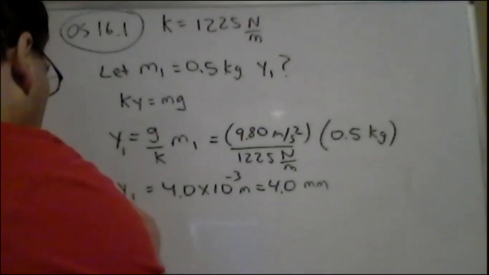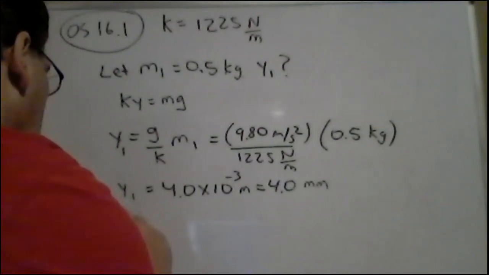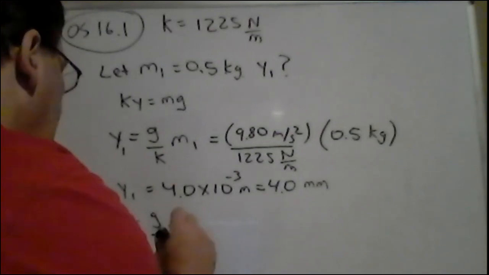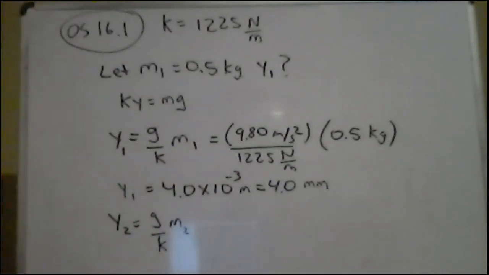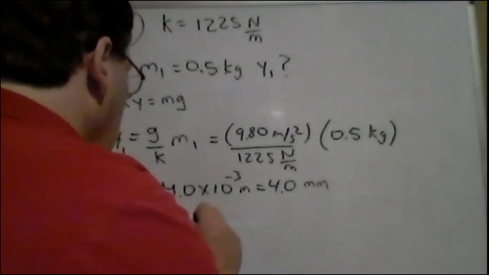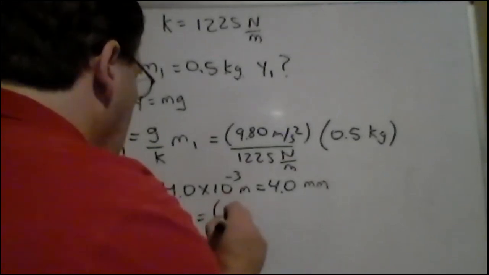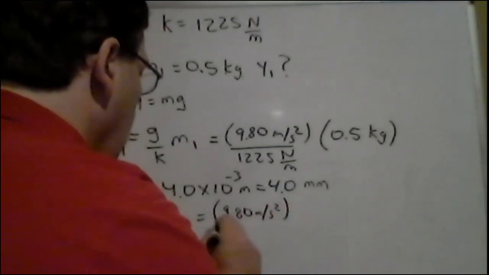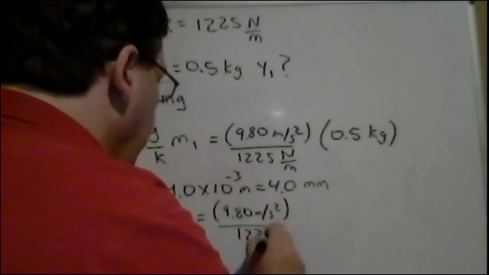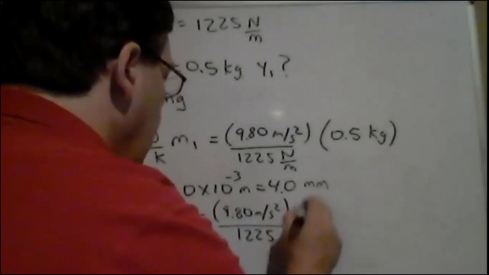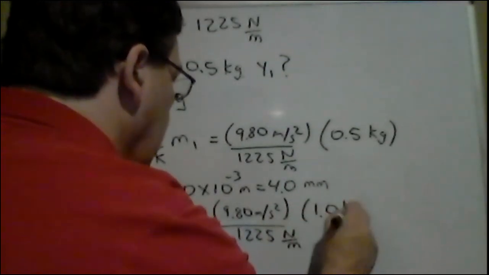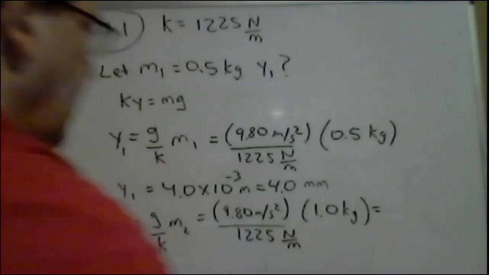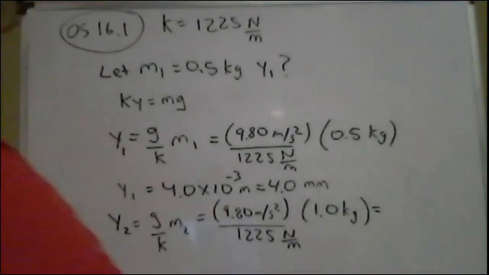So I'll call that y2. That's g over K, my constant, times M2. M2 is going to be 1 kilogram. So that's again 9.80 meters per second squared divided by 1,225 newtons per meter, times 1 kilogram. I will find that that is going to be 8.0 times 10 to the negative 3 meters.